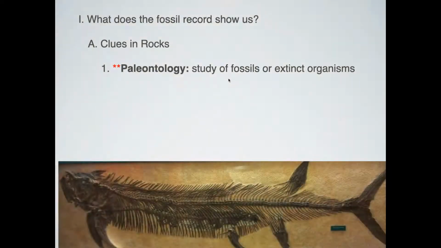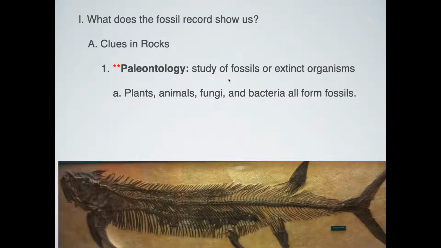Most of you are aware of what a fossil normally looks like, right? But plants, animals, fungi, bacteria, they all form some form of fossil. Generally speaking, we're used to just things with bones forming a fossil. But plants can form these imprints of their leaves or of their stems or of their flowers or whatever that might be. Fungus, same thing. Bacteria leave these little tiny bubble kind of fossils behind.